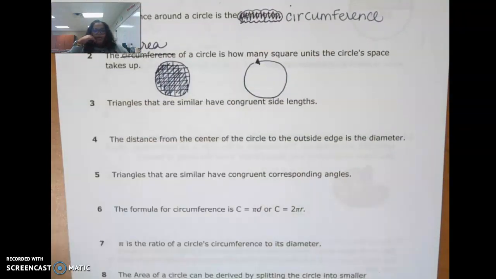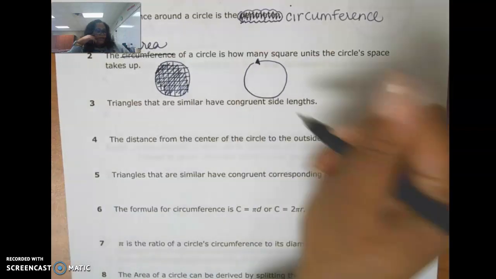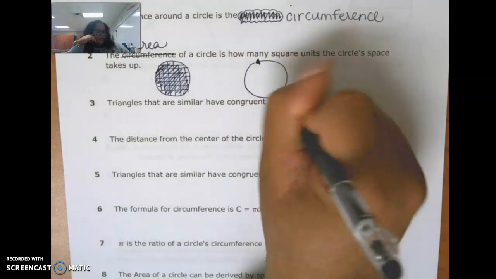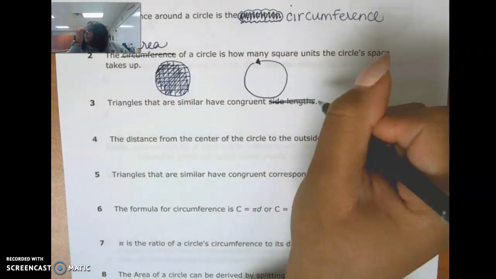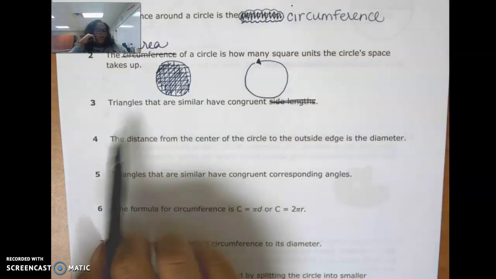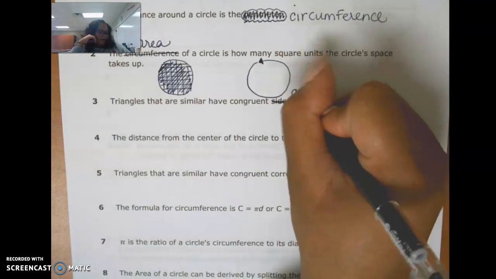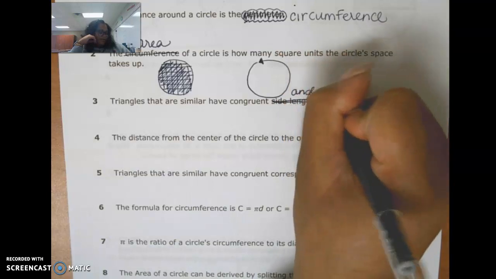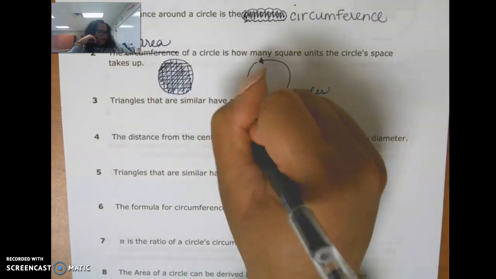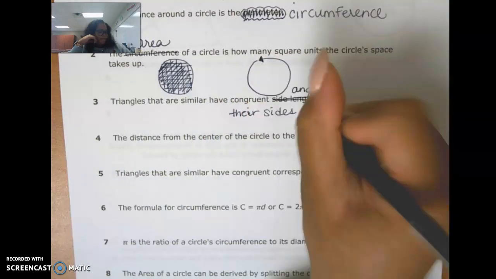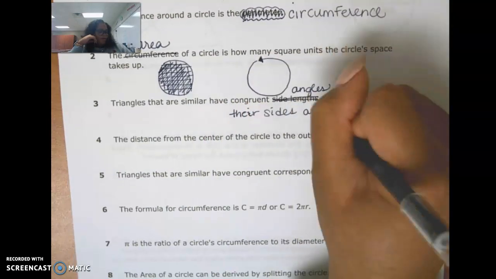Number 3, triangles that are similar have congruent side lengths. Triangles that are similar have congruent angles, and their sides are proportional.